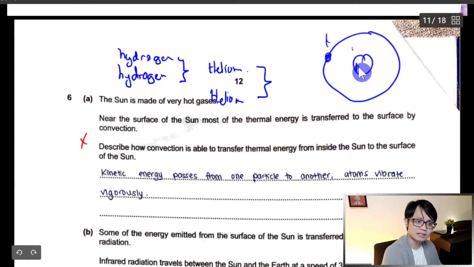So due to the convection of the sun, one thing is the inside will be more hot. The more hot part will move up, then the other part will move down. So it will be something like this. Move up, move down, move up, move down.